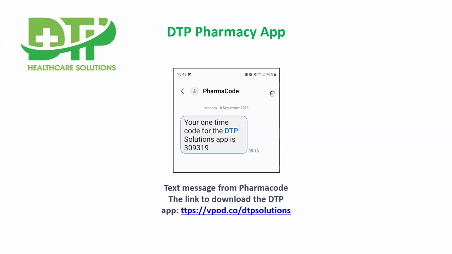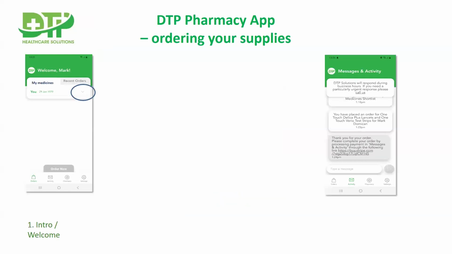If you haven't received the text message like on the screen, that's okay. You can just download the app yourself. You can go into the Google Play Store or the App Store and you can download the DTP Solutions app on your phone, and you can put in your details, your name, your date of birth, your PPS number, and then you can order your glucometer machine from there. So once you've downloaded the app and put in your details, your home screen in the application will look something like this.